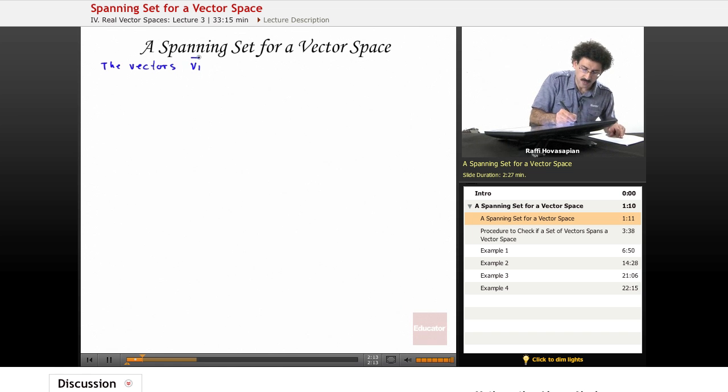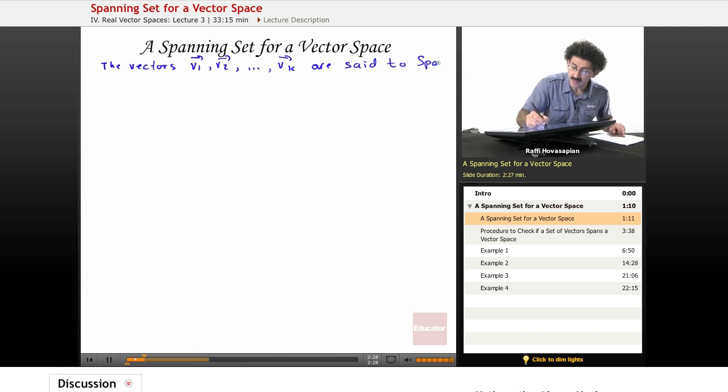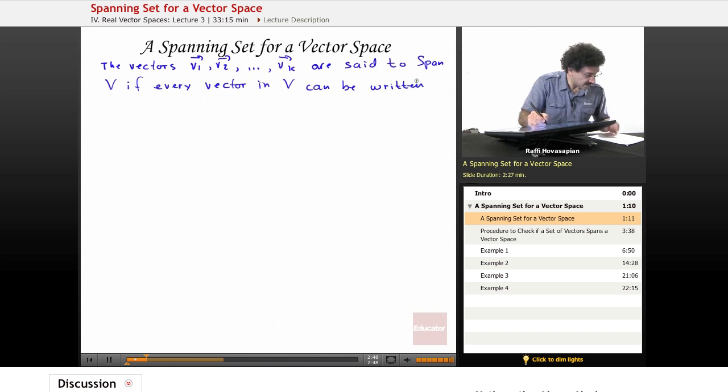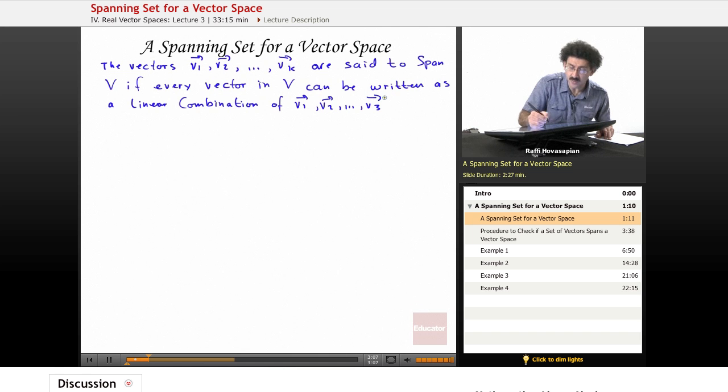The vectors v1, v2, and so forth onto vk are said to span V, which is our vector space, if every vector in V can be written as a linear combination of the v1, v2, v3. So now we've actually written it down.